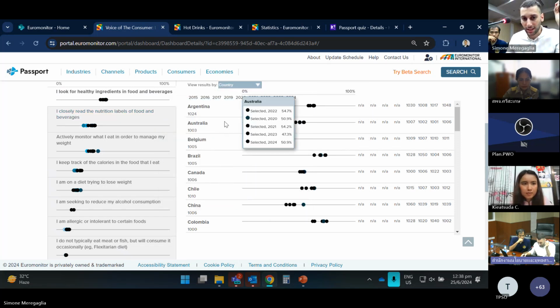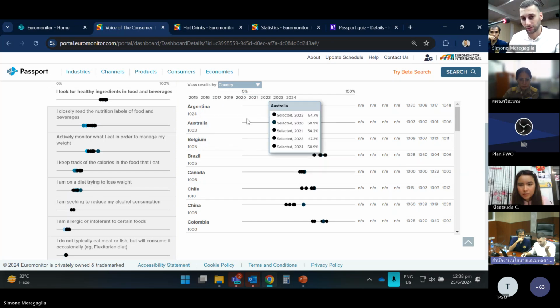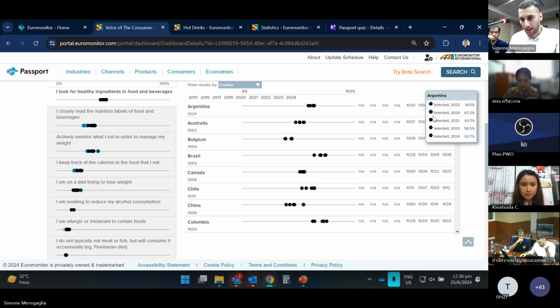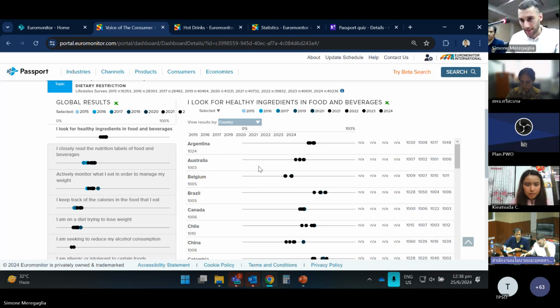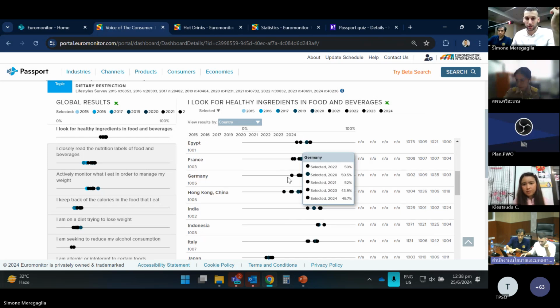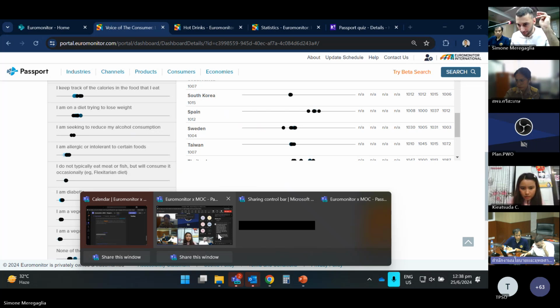And you have, under each country, how many people have been surveyed in the countries. For example, you see Argentina, you have 1,024 in 2024. And then in 2023, you have 1,048, 2022 is 1,017, etc., for each of the countries. So you have all this information here. Let me see if there is any follow-up question.